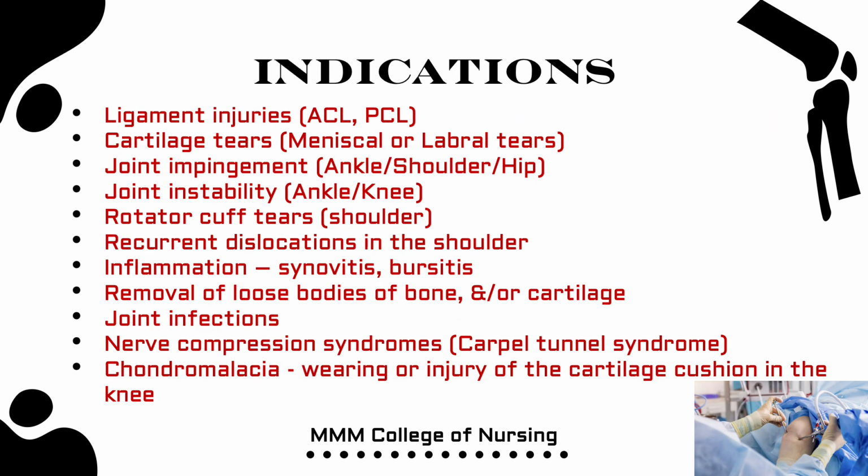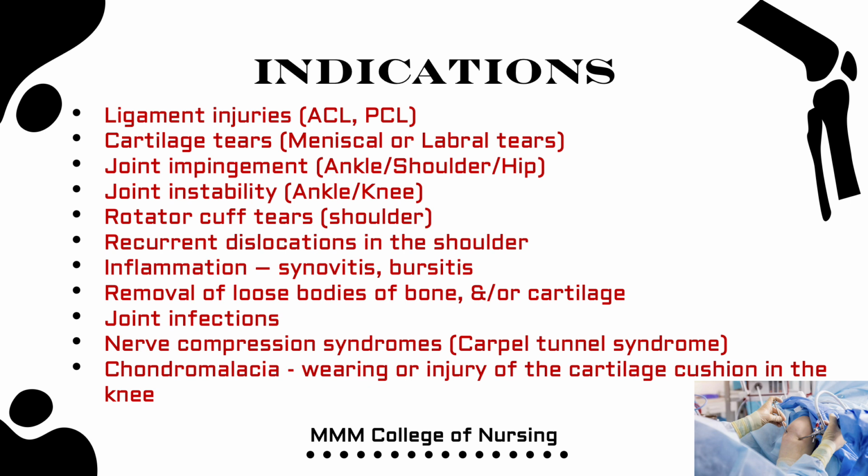Indications for arthroscopy procedure are ligament injuries, that is, anterior cruciate ligament or the posterior cruciate ligament. Cartilage tears can be meniscal or labral tears. Joint impingement, common in ankle, shoulder, or hip. Joint instability, common in the ankle or knee. Rotator cuff tears, common in the shoulder. Recurrent dislocations in the shoulder. Inflammation such as synovitis and bursitis.